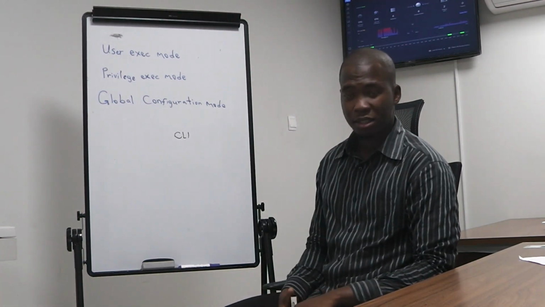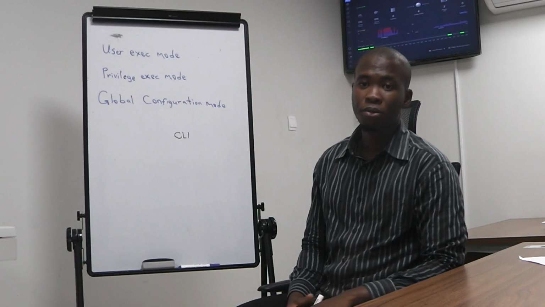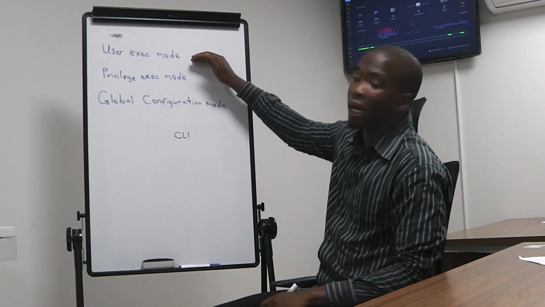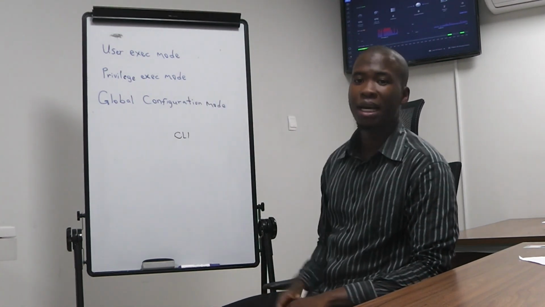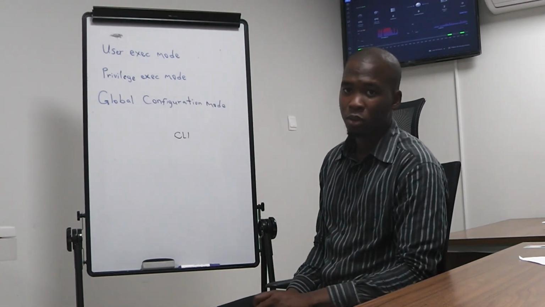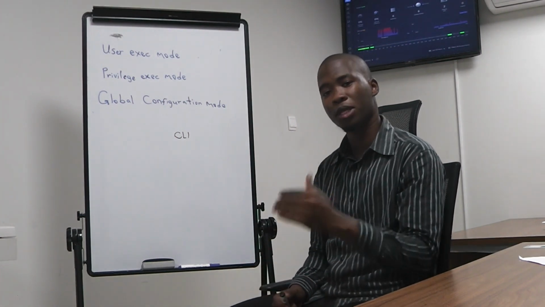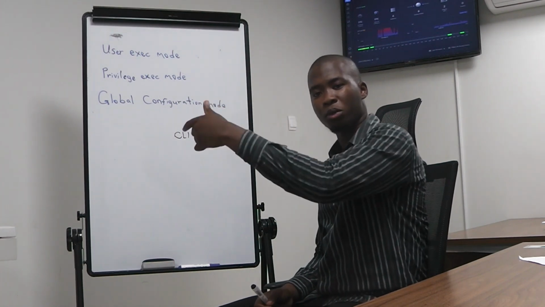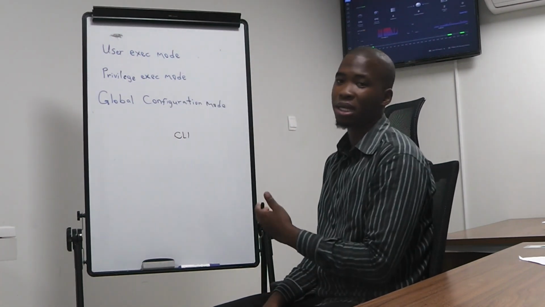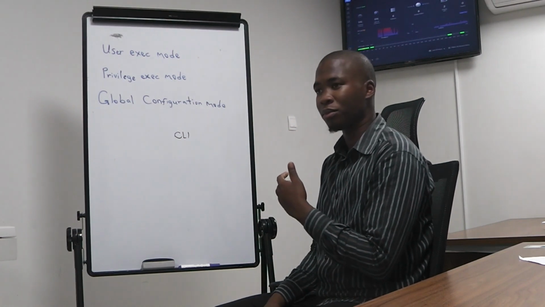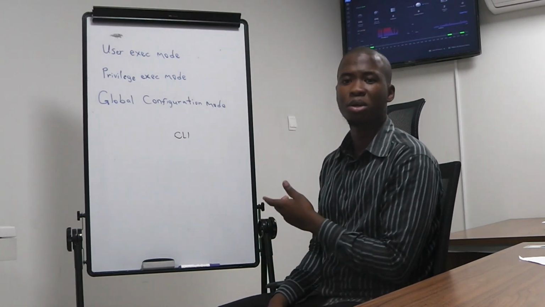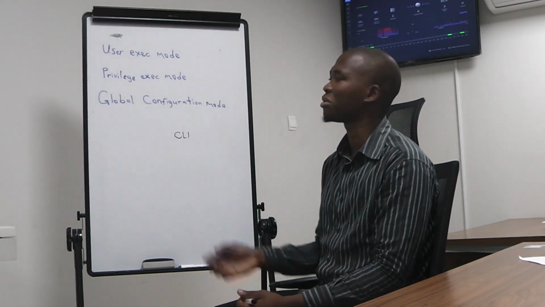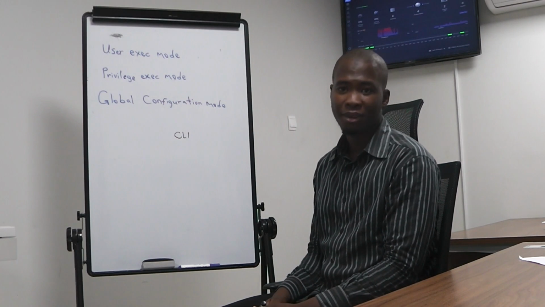After having access to your CLI, you will first be prompted with the first mode, which is called the user exec mode. Now these modes are in the form of a hierarchy. The first mode will be kind of a subset of the mode that you will have after it. At the user exec mode, the operations that you can do here are very minimal, basically just to see statistics of your device.